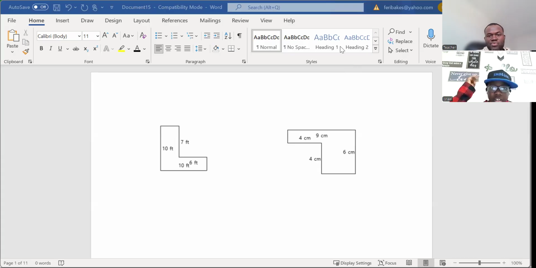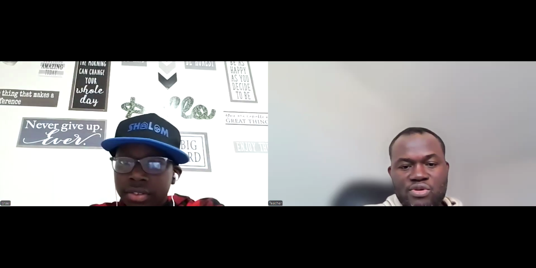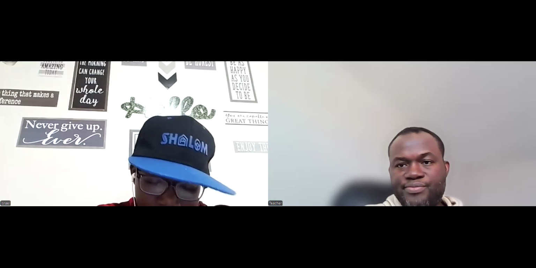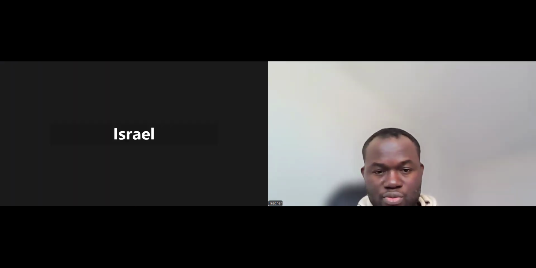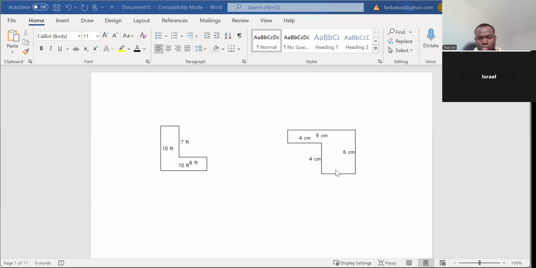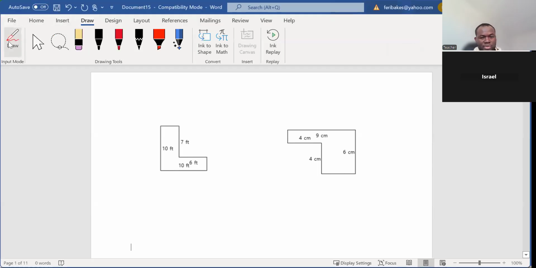So I'm going to pause and wait till you solve it. Is that okay? I'm not understanding the first one. Okay, so you're ready with the area and perimeter for the second one. Yes. So what is your perimeter for the second one, since you're ready with the second one?